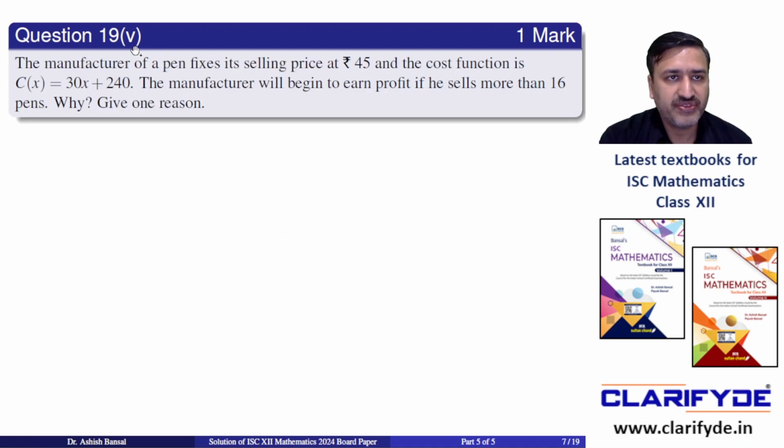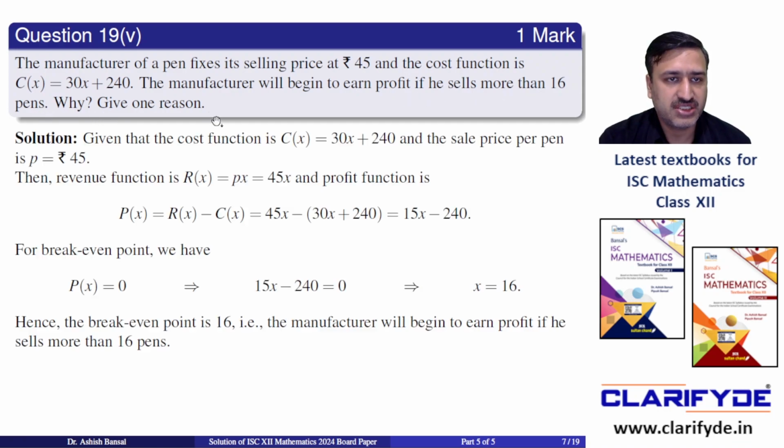Question number 19, fifth part. The manufacturer of a pen fixes its selling price at rupees 45 and the cost function is Cx equal to 30x plus 240. The manufacturer will begin to earn profit if he sells more than 16 pens. Why? Give one reason. So the cost function is Cx equal to 30x plus 240 and the sale price for one pen is small p equal to rupees 45.